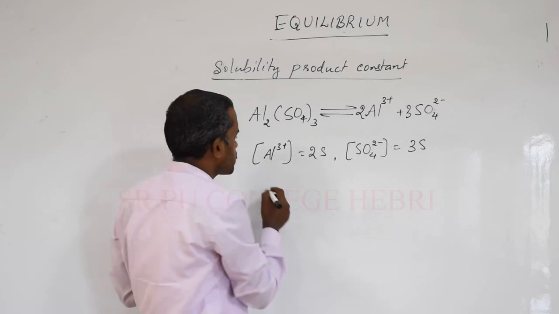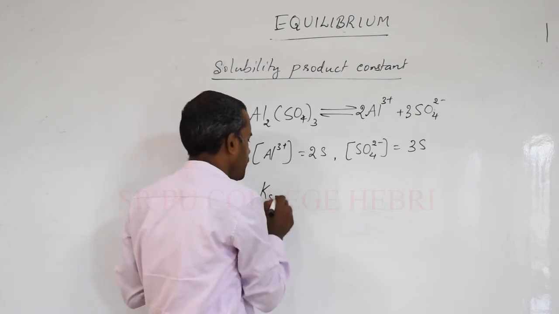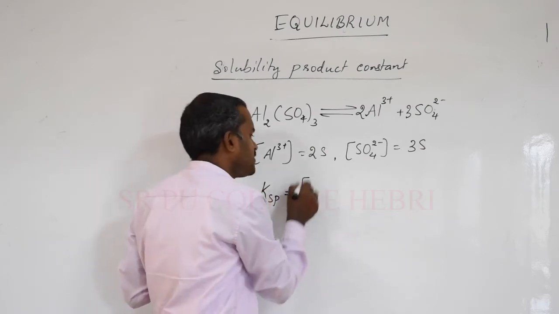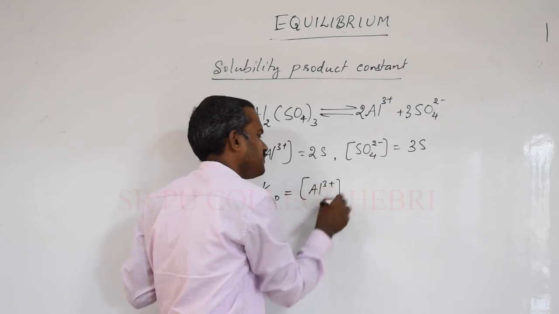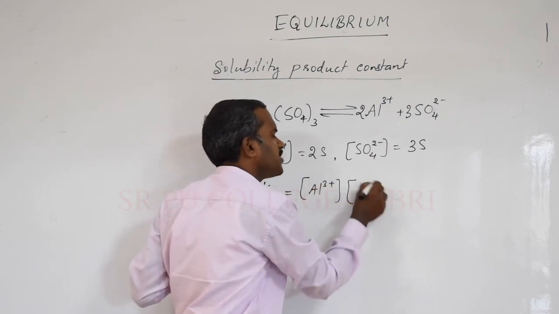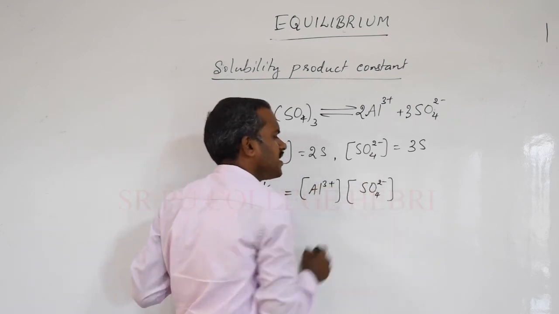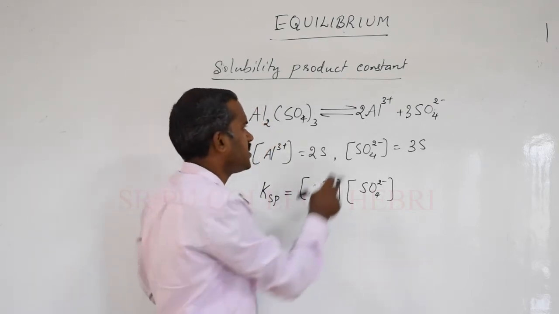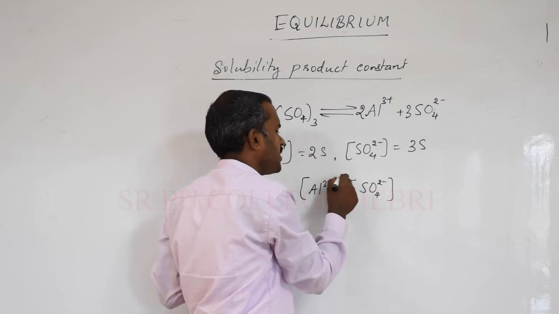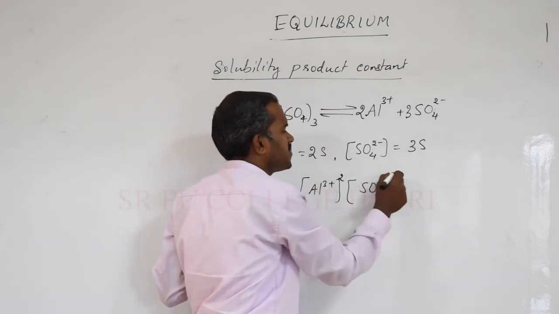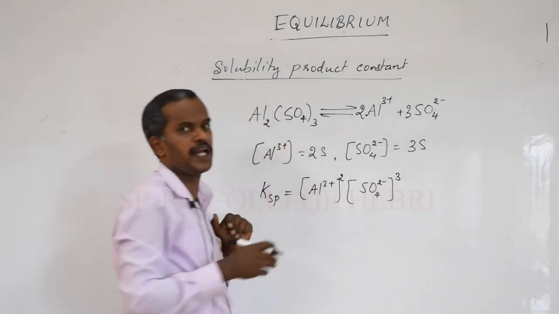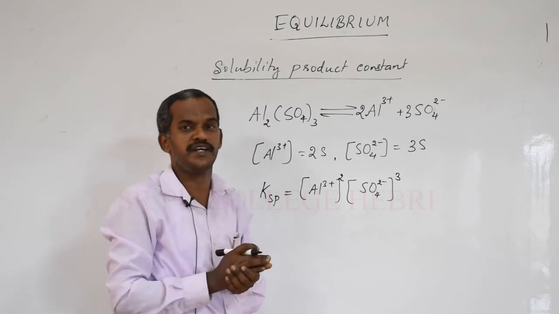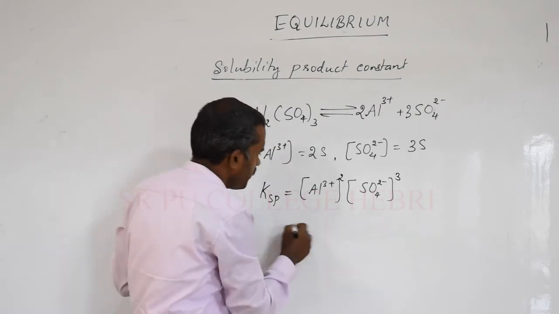So we can use an expression like Ksp is equal to the concentration of Al3+ and the concentration of SO4 2-. Remember this, where the number of moles are raised to their respective powers. Okay, it is 2 moles, so I'll write here 2. This is 3 moles, so I'll write here 3. That you understood already in the equilibrium constant earlier. Okay, so we can substitute now.